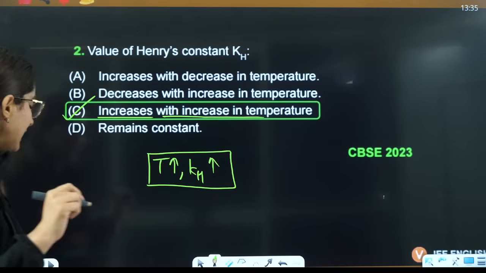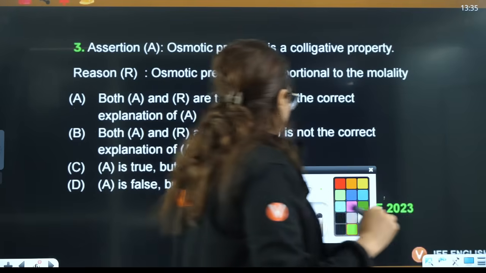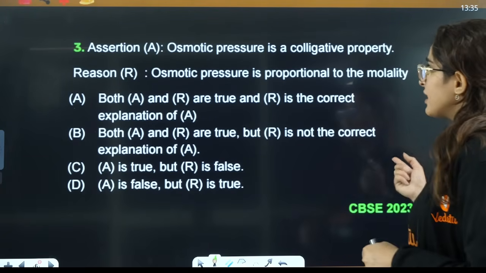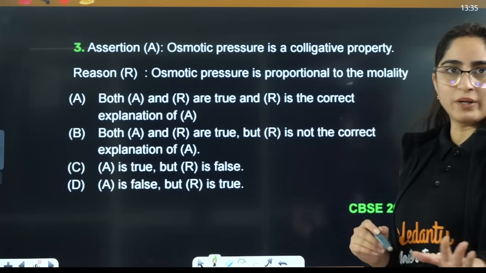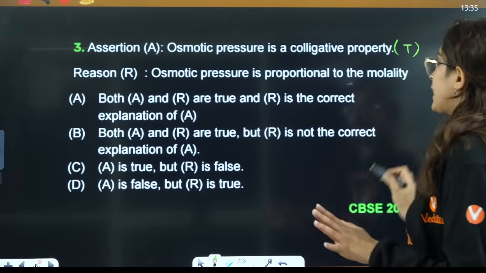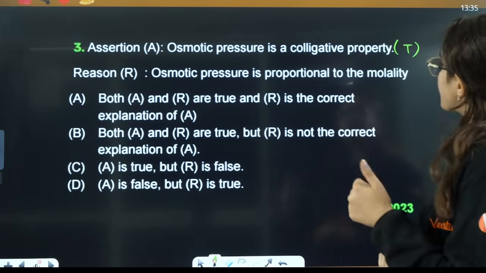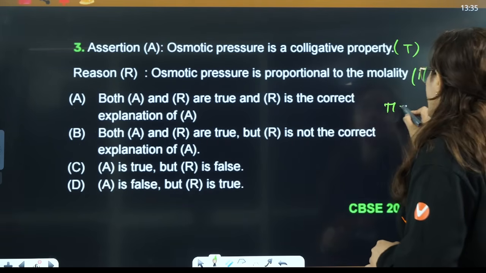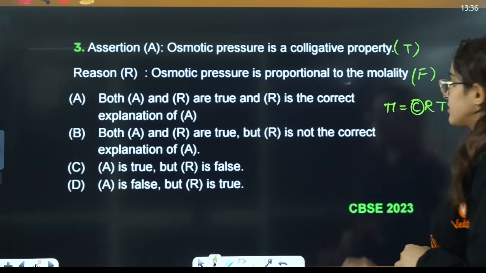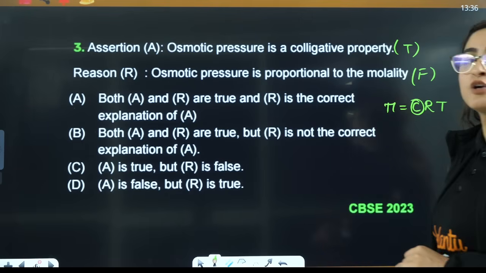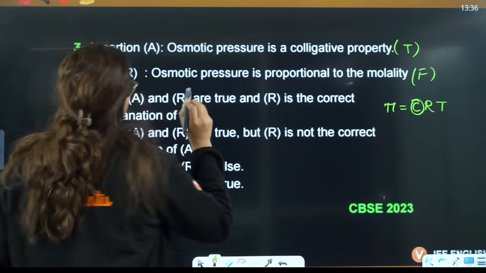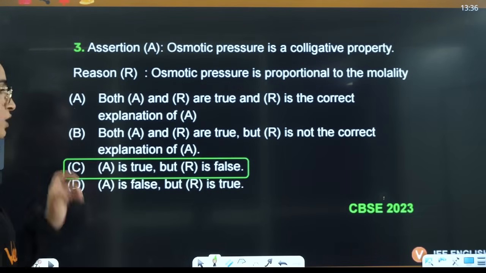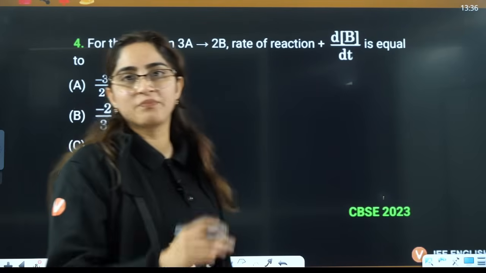Next question, guys, is an assertion reasoning question. The assertion is that osmotic pressure is a colligative property. That is absolutely correct. The reason is that osmotic pressure is proportional to the molality. No, not at all. Osmotic pressure equals CRT, so it is directly proportional to molarity, not molality. So the answer is A is true and R is false, which is option C, the correct answer here.